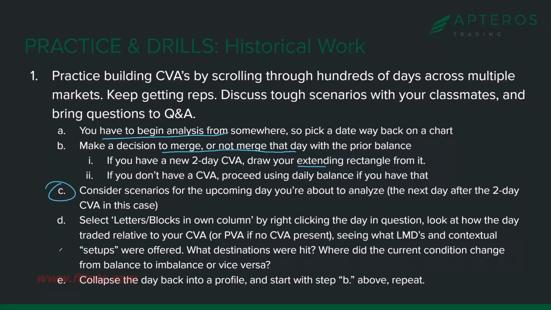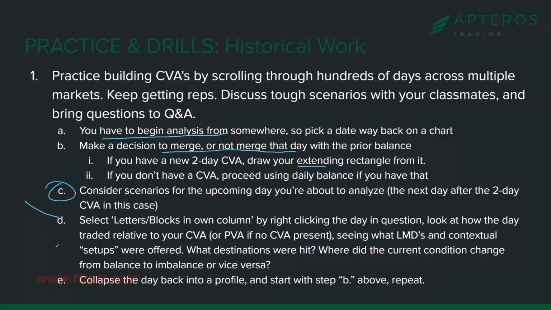Now, for the next day, so we've got day 1 and day 2, which we merged, let's say, for a 2-day CVA. Now that you're done thinking of what day 3 would look like, even if you can see it in front of you, don't worry, just think through the scenarios. And now to really go in and double check what happened relative to what you thought might happen or could happen. Point D, select letters blocks in own column, right click the day and then select that.